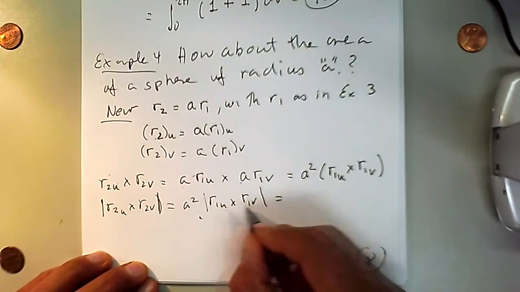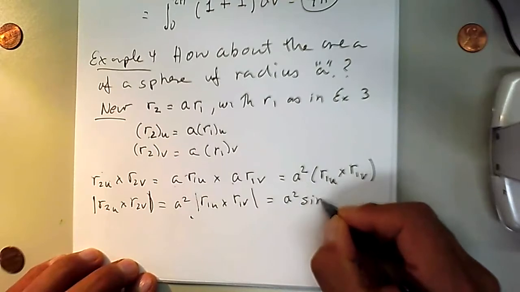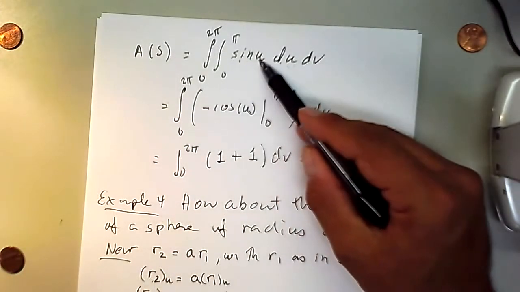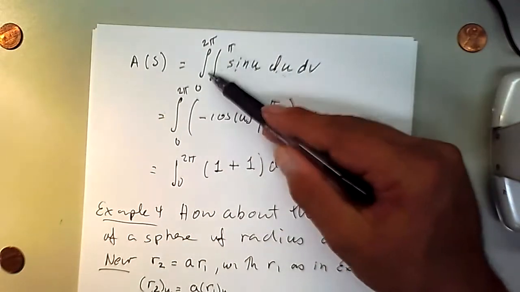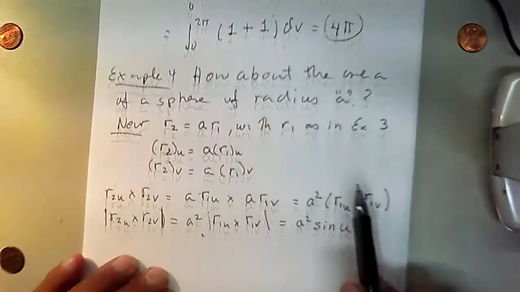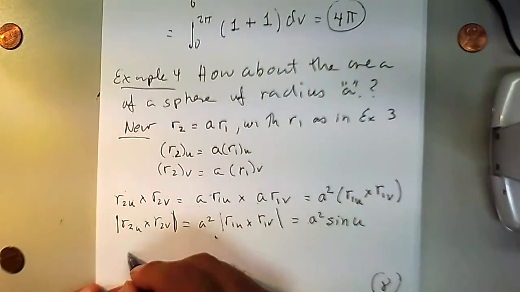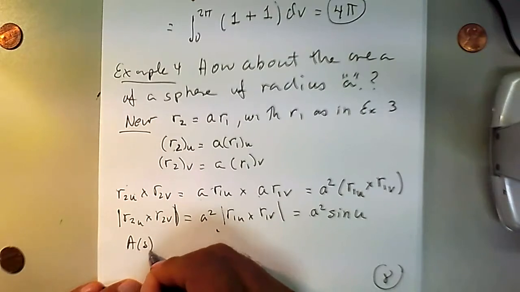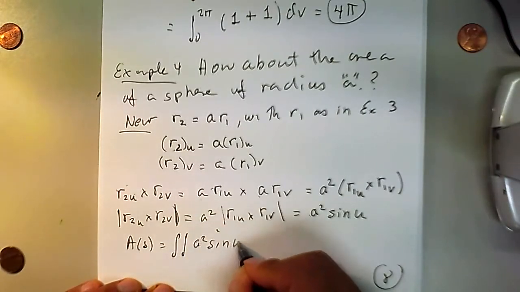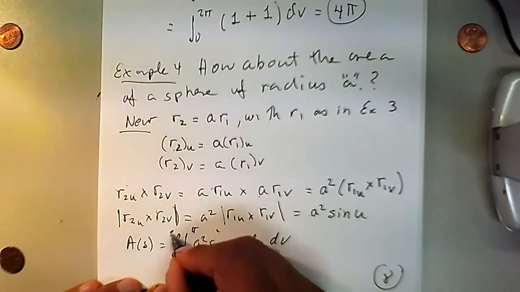But we know what this is. This is sine of u. So this is a squared sine of u. So we're still integrating sine of u, and we have the same parameters, going from 0 to pi on the u and from 0 to 2 pi on the v. The only difference is that we have an extra a squared. So the area of the surface is initially the double integral of a squared sine u du dv, from 0 to pi on the u's, from 0 to 2 pi on the v's.